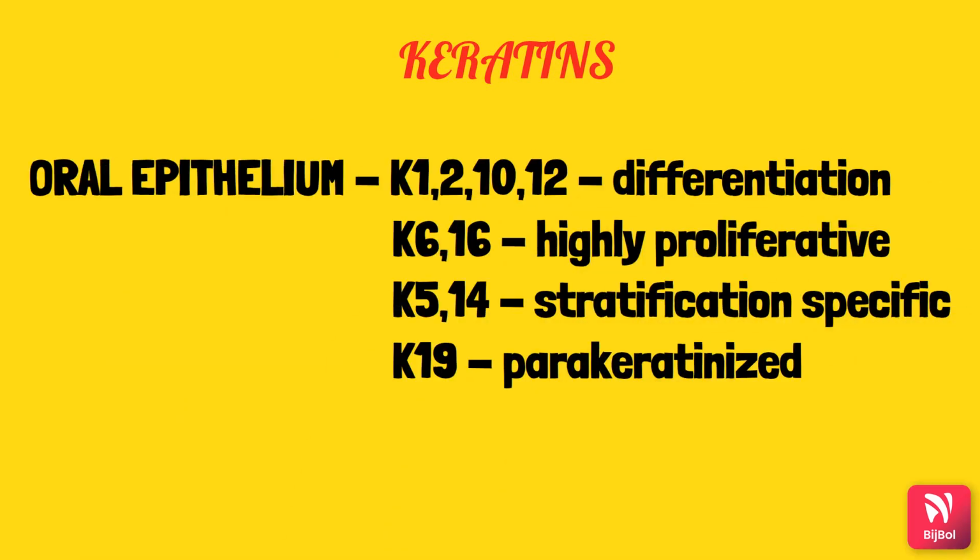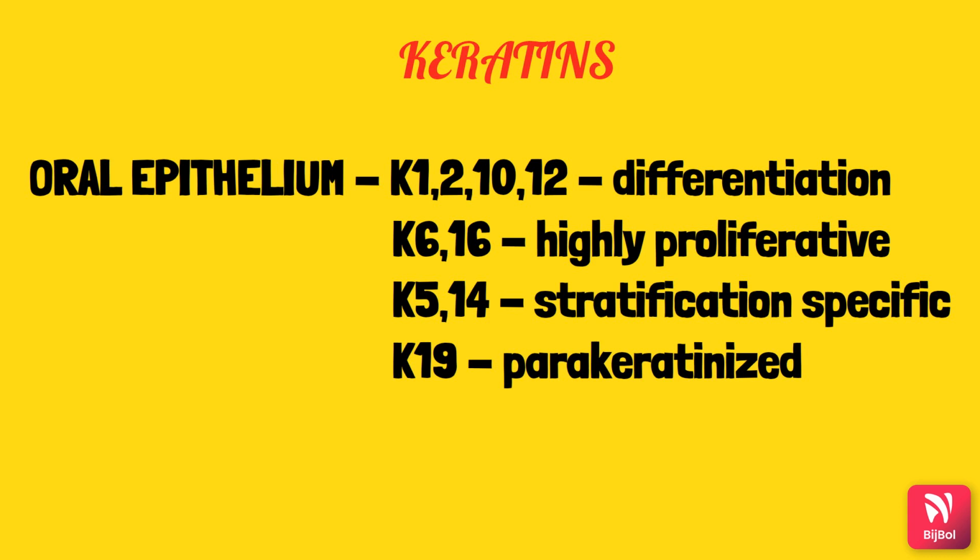Now, we will learn about the keratins. Keratins are the proteins that are responsible for keratinization. There are different proteins in different epithelia. In the oral epithelium, these proteins are responsible for differentiation: K1, K2, K10 and K12. K6 and K16 are responsible for proliferation. K5 and K14 are responsible for stratification. Stratification is the formation of layers, whereas K19 is seen in parakeratinized epithelia.